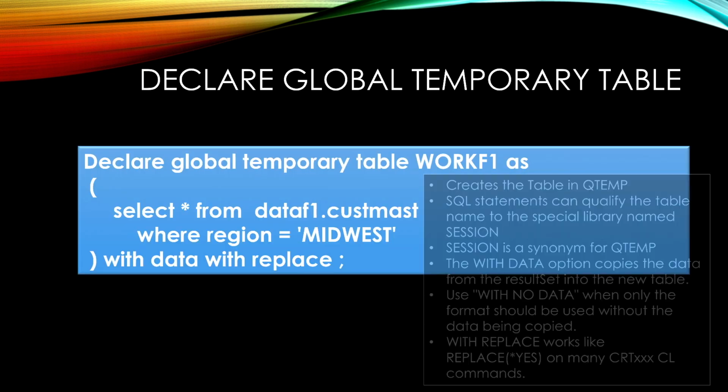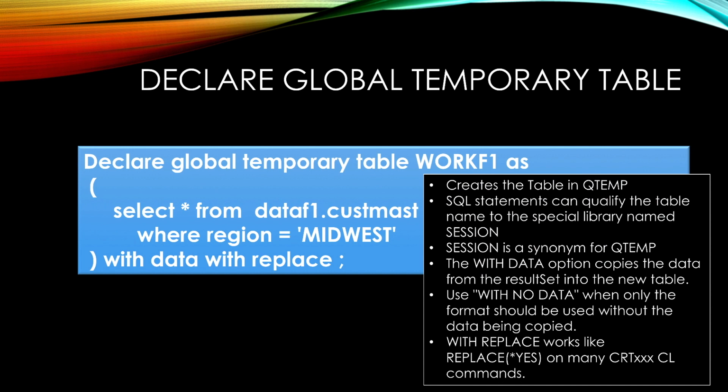Here's an example. We've got a declare global temporary table. It's called workf1, and then we specify as. Within the parentheses, we specify the select statement, and we can put all the columns in there we want. I chose all in this case. Then the file name, and then we can put select and omit statements. Because I'm saying with data, when the table is created, it's going to use the columns from the internal select statement and then populate that table with the data from the result set.